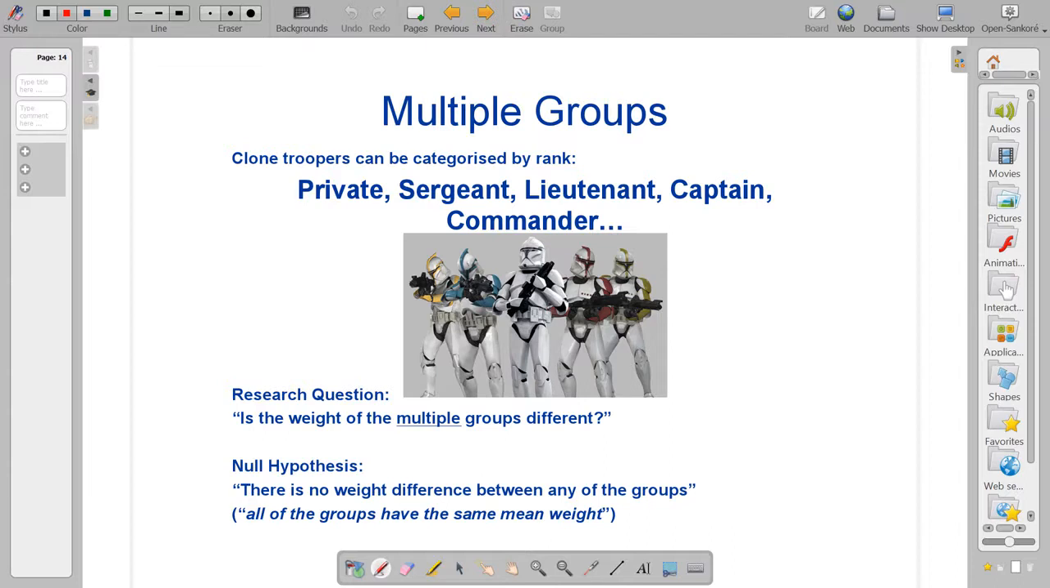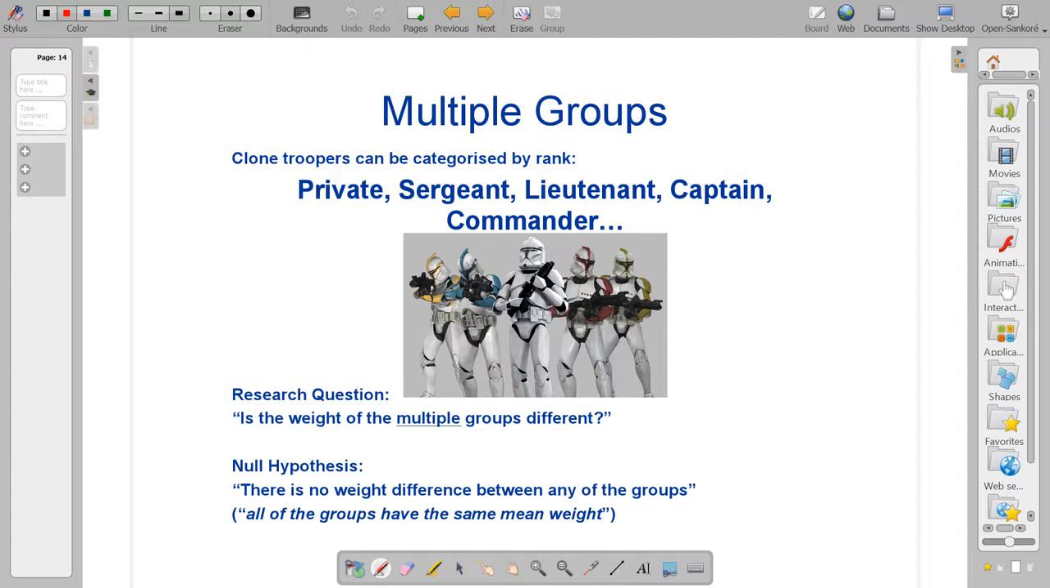And if we want to set a single null hypothesis, that can be there is no difference in the weight of any of the groups. And if we have that null hypothesis, that's not specific to one group. It's not saying that the commander is heavier than someone else, or that the commander weighs differently to the others. We're saying that there's just no difference between any of them.